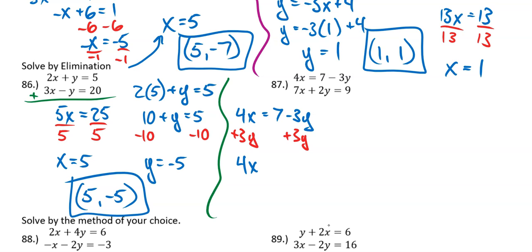So that gives me 4x plus 3y equals 7. And so now that first equation's the right format, so if I write the other equation underneath it, see how everything's lined up. That's kind of the first thing we need to do when solving by elimination. Make sure everything's lined up.